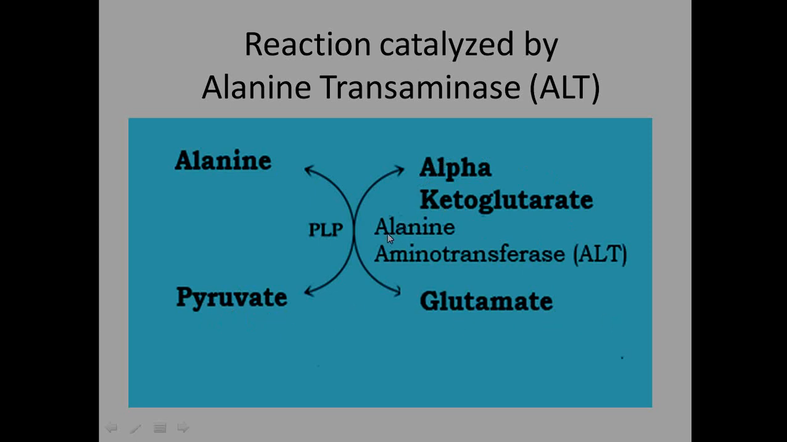This reaction is catalyzed with the help of the enzyme alanine aminotransferase, and PLP is required as a coenzyme. Without this PLP, the entire reaction will not be taking place, since PLP is acting as a mediator to accept the amino group from alanine. After accepting the amino group, this PLP will become pyridoxamine phosphate. From this pyridoxamine phosphate, the amino group will be donated to the recipient alpha ketoglutarate.